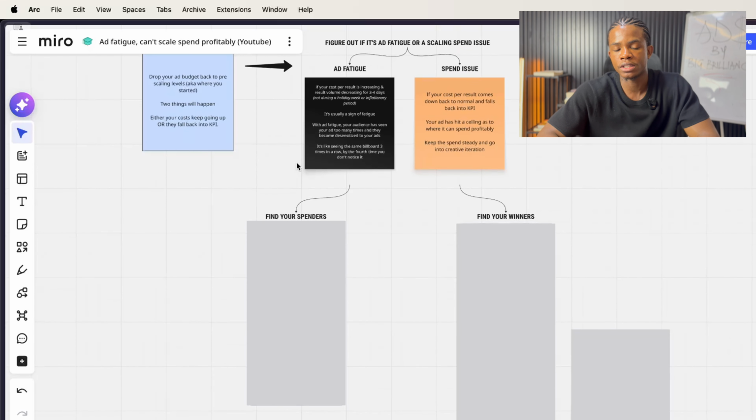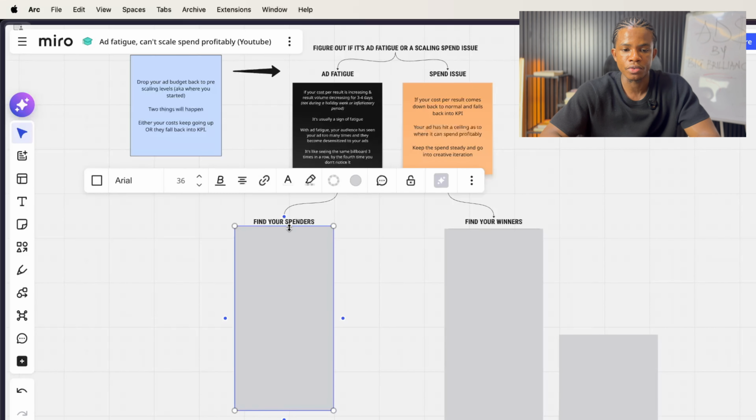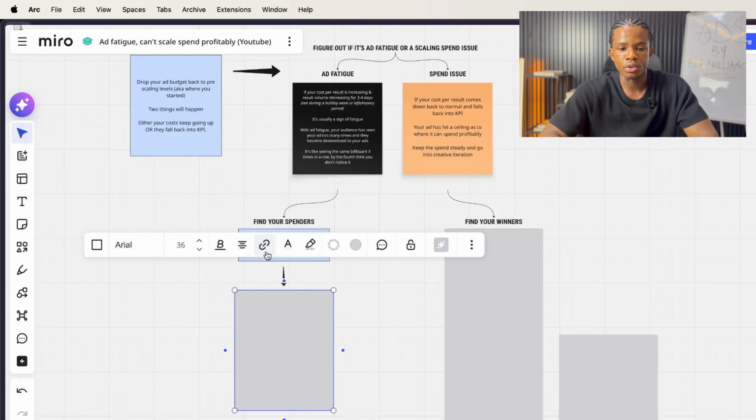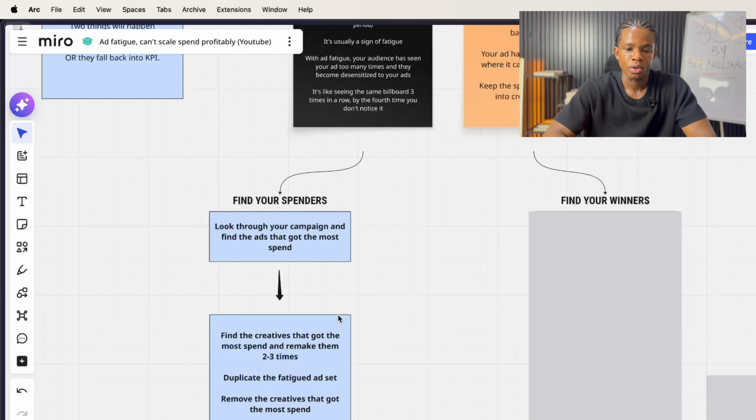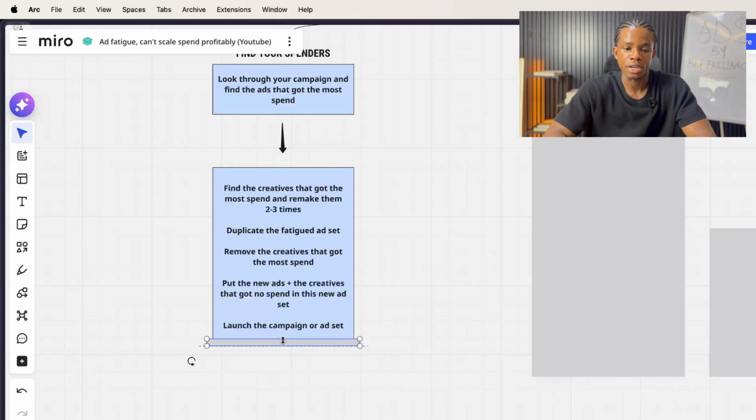So let's say the problem is that your ads are fatigued, right? What you have to do first is find your spenders. You want to look at the campaign and find the ads that have gotten the most spend out of the entire set that you launched. So let's say you have 20 ads. Usually Meta is going to distribute the spend to 1, 2, or 3 ads, and you want to find those ads. When you find those ads, you want to start remaking them about 2 to 3 times. And when you remake them, you want to duplicate the ad sets that fatigued, remove the creatives that got the spend, put the new ads plus the creatives that got no spend into this new ad set, and then launch that campaign.